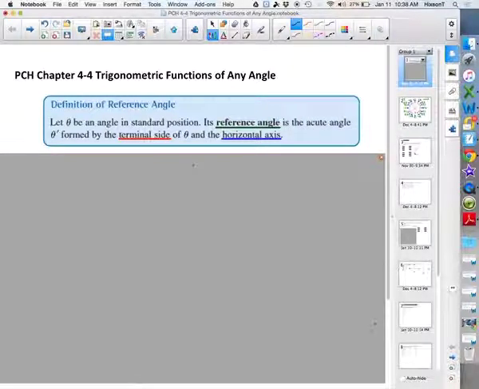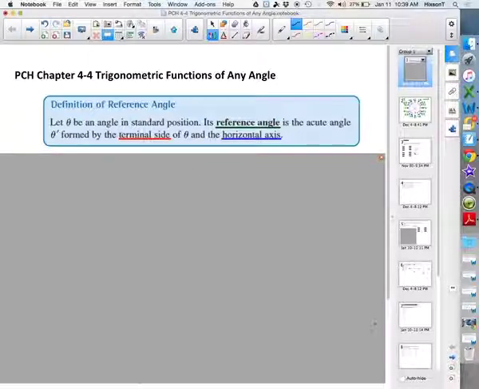So we have a reference angle. It's an acute angle. And they called theta the original angle, and they're calling the reference angle here theta prime. You'll see in the diagram we'll look at in a moment. This angle is formed by the terminal side of theta and the horizontal axis. Okay? Now, one note, we're going to look at it in all 4 quadrants here.